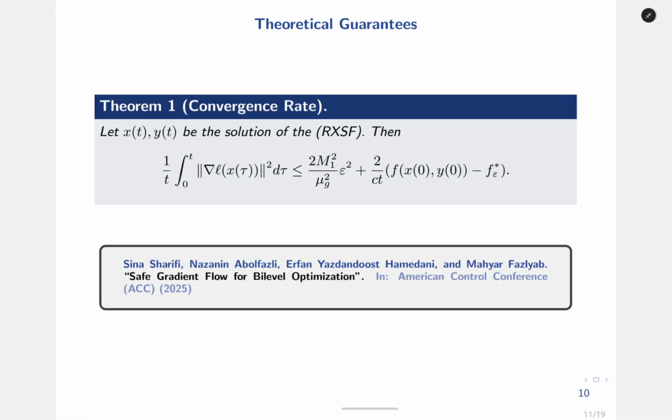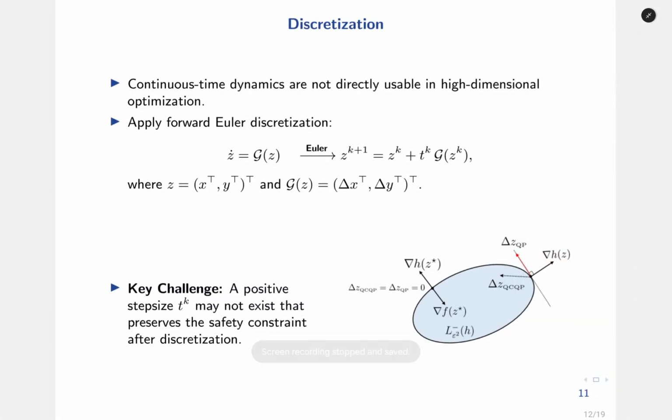In our prior work from ACC 2025, we showed that the temporal average of the hypergradient converges to an epsilon neighborhood of 0 with a convergence rate of 1 over t. Since epsilon is a design parameter, we can make the steady-state error arbitrarily small. Up to this point, our method has been described entirely in continuous time. However, continuous time solvers are not practical for high-dimensional problems, so we need to discretize the dynamics.